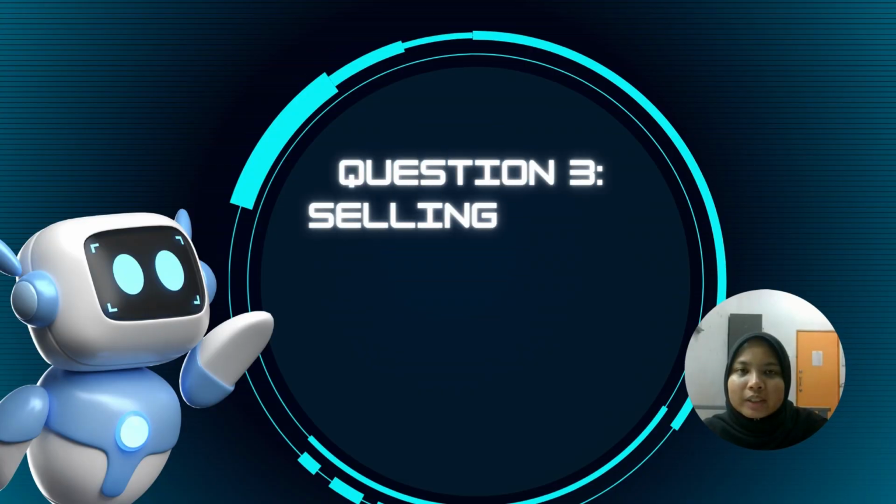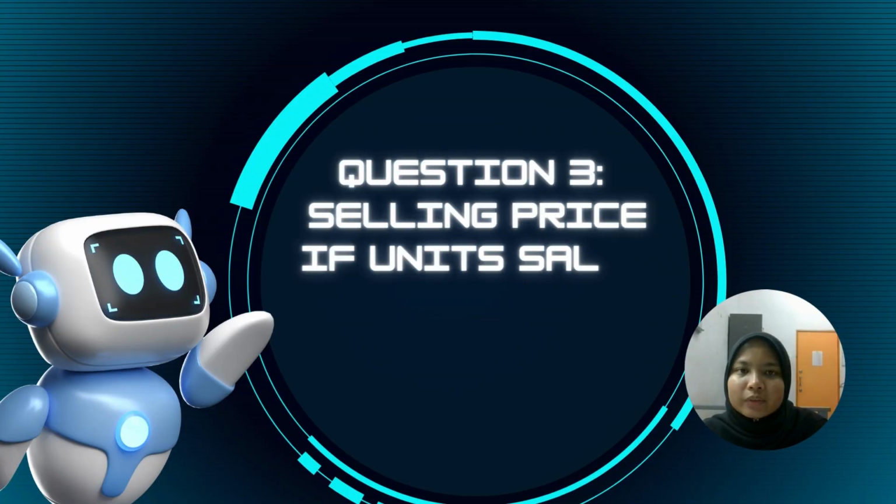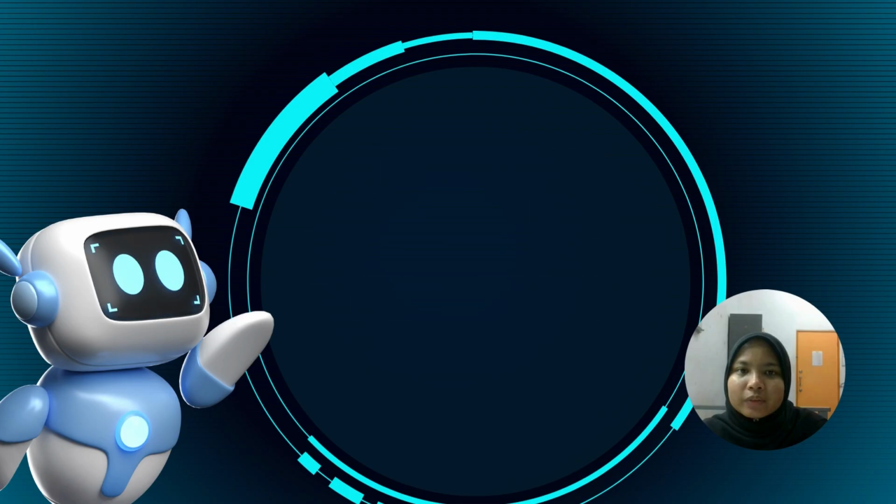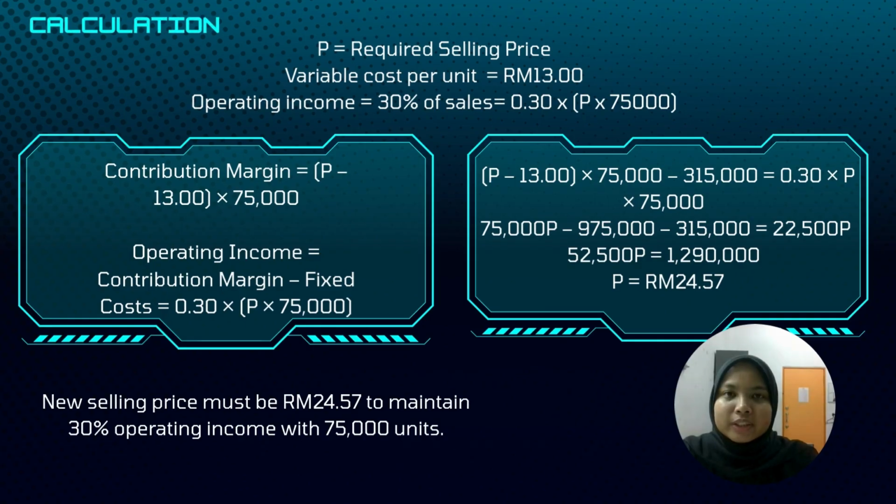Question number 3 is selling price if unit sales cannot be increased. For the calculation, we get the new selling price at 24 ringgit and 57 cent. This shows an increase from the 20 ringgit. The new selling price must be 24 ringgit and 57 cent to maintain the 30% of operating income with 75,000 units.